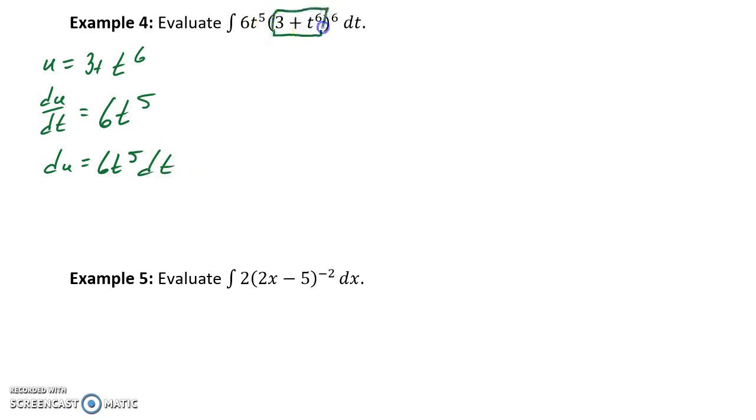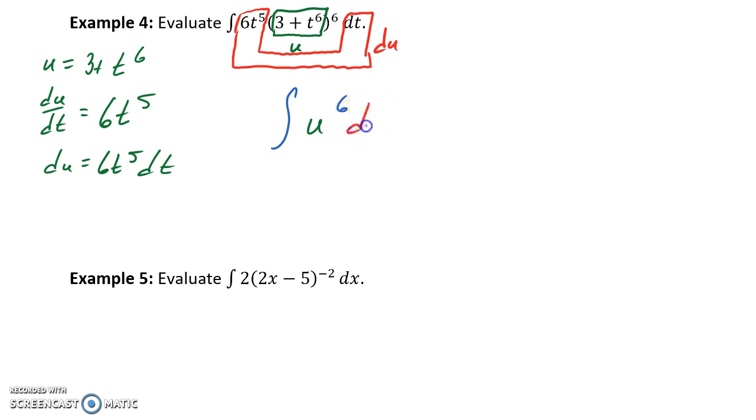So with that interior function, we have our statement u. And then if we look at the rest of this, which is a little split up, that's 6t to the 5th and the dt at the end. Those pieces combined can be swapped out for du, leaving us with the integral of u to the 6th power du, not dt.